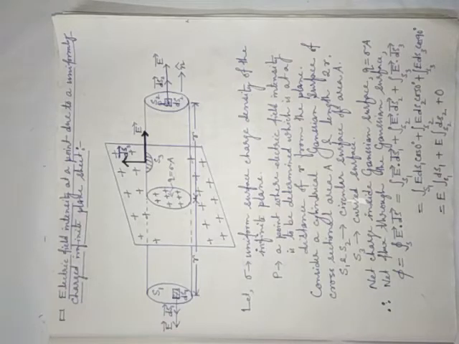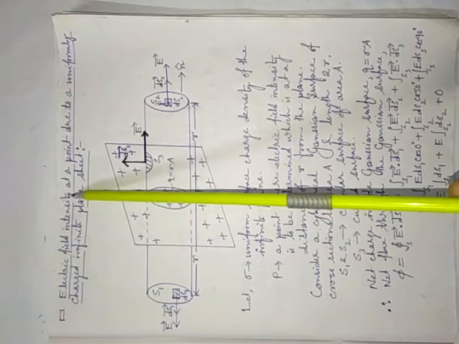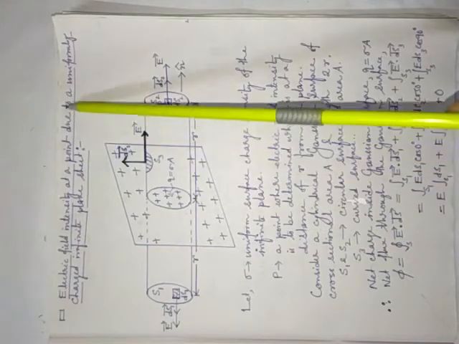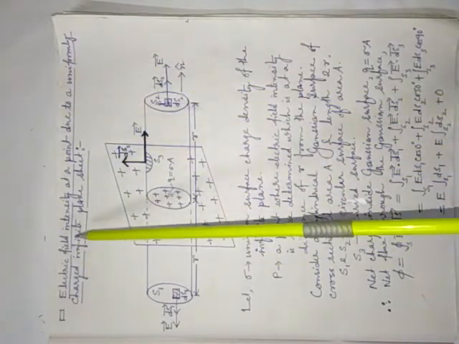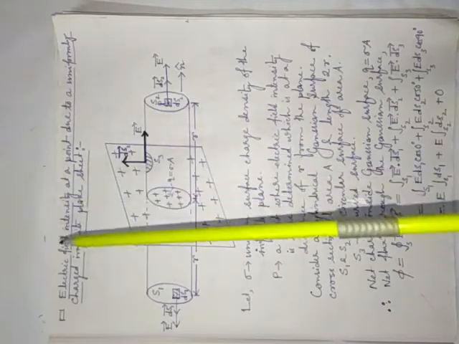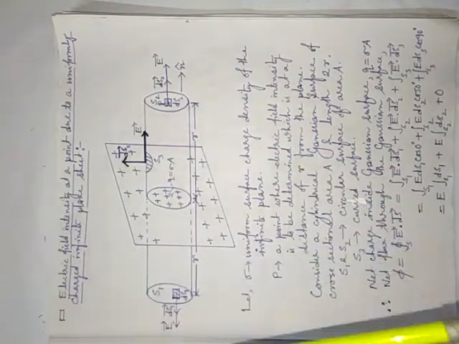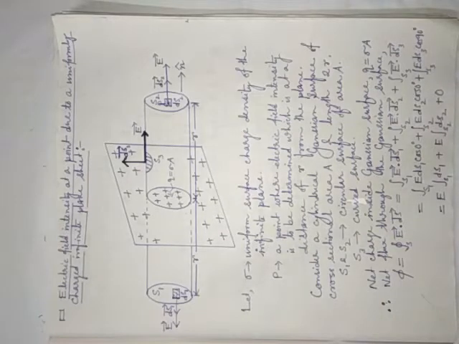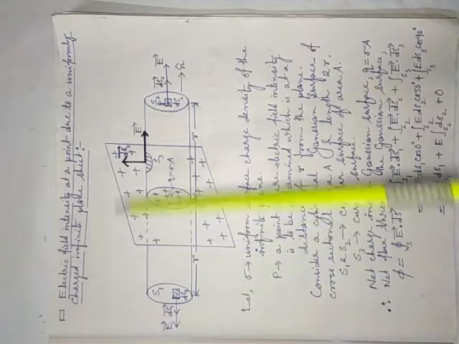Dear students, now I would like to discuss one of the applications of Gauss's law, that is, electric field intensity at a point due to a uniformly charged infinite plane sheet. Suppose an infinite plane sheet is uniformly charged, whether positively or negatively charged, and it will create an electric field, and we have to find out the electric field intensity at any point inside the electric field.